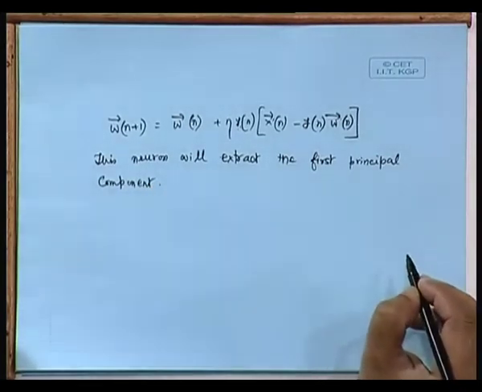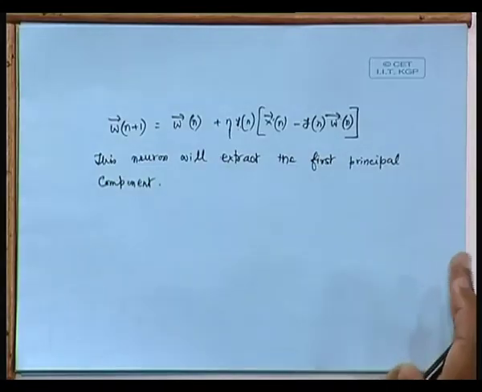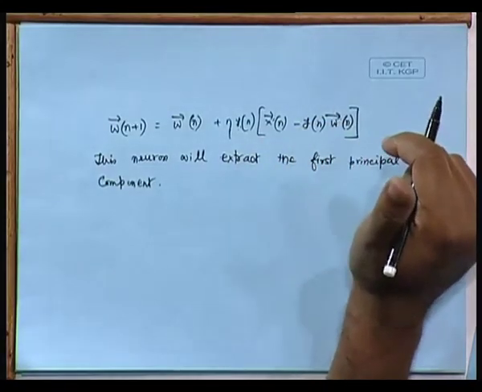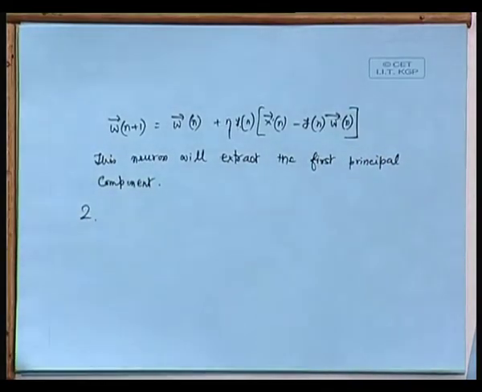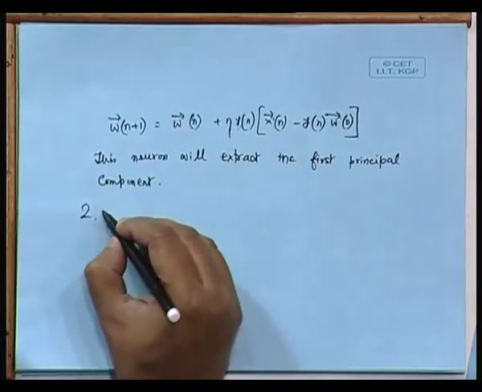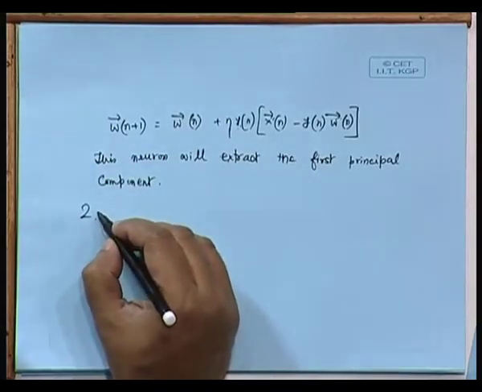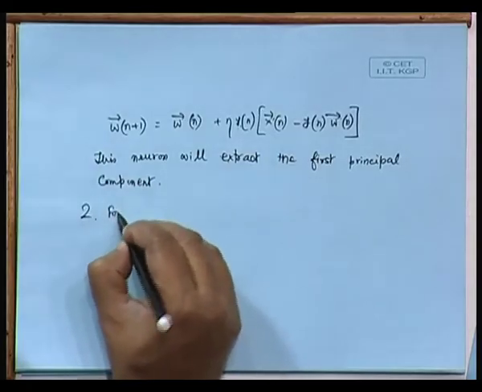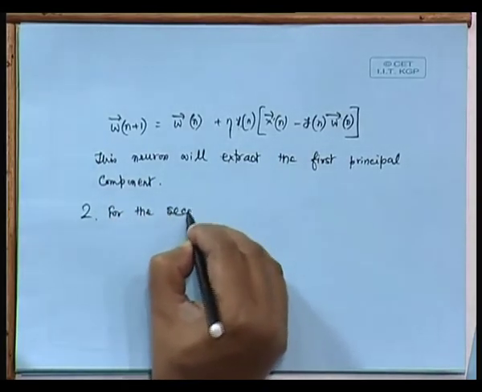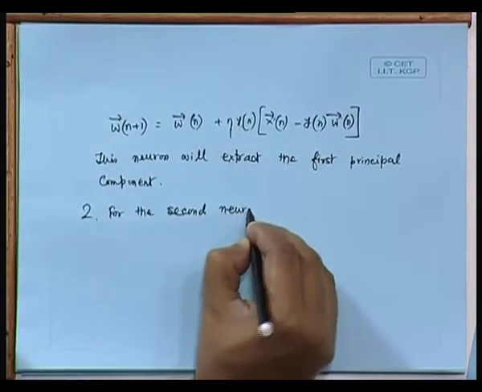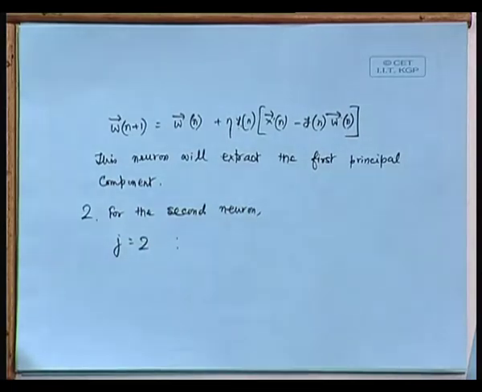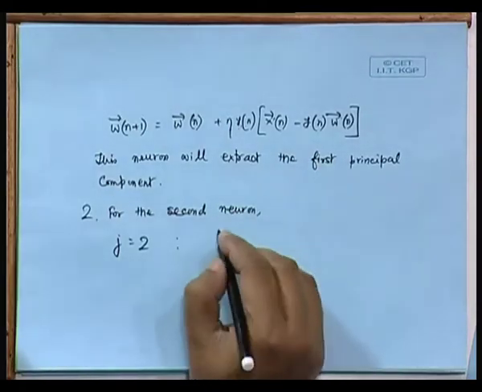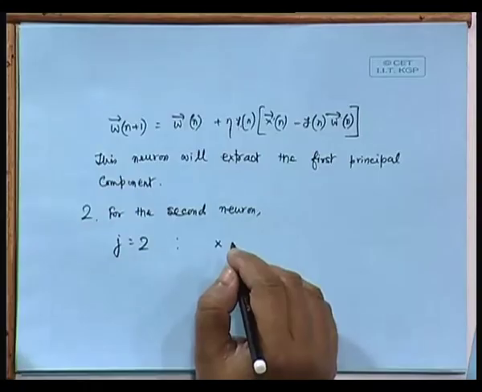Okay. So, assuming that the first neuron has already extracted the first principal component, we can see what the second neuron extracts. For the second neuron, obviously we have to take j is equal to 2.